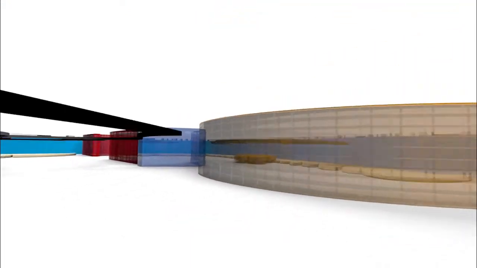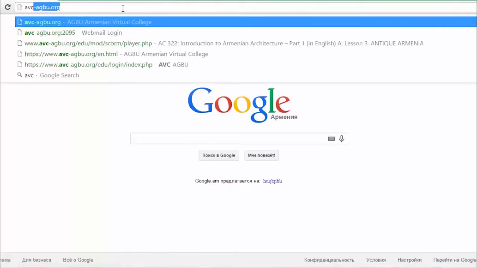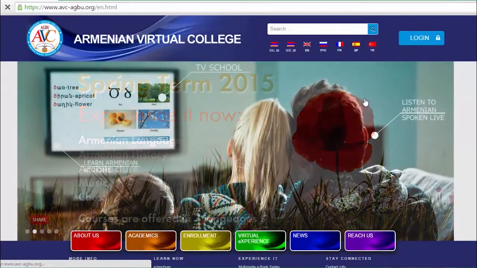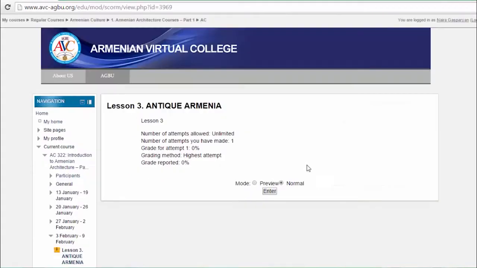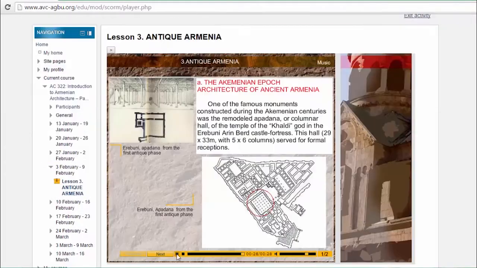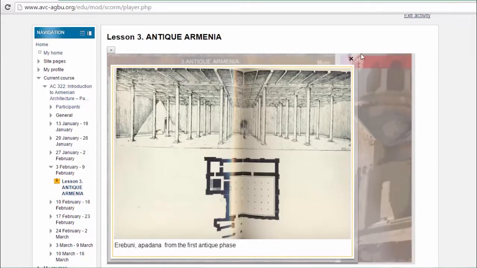Now let's see how the architecture is taught in English at the Armenian Virtual College. Let's go to the college website and log in as a student. Then we can visit the student's page. As you see, all the lessons are enriched with audio and video solutions to make the learning process easy to follow and pleasant to learn.